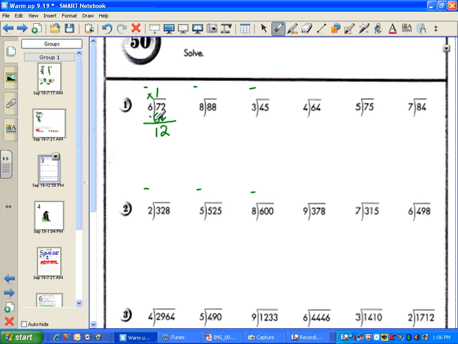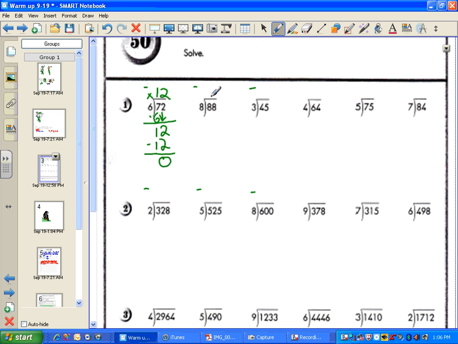How many 6's are in 12? 2. Touch it. 2 times 6 is 12. Now some of you may have known that 6 times 12 is a basic fact that gives you 72, but I wanted you to show your work and do the long division, so your answer is 12.